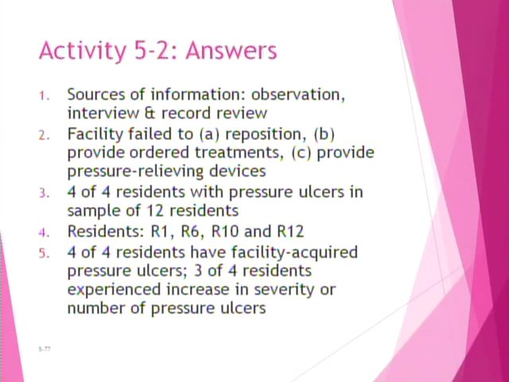What is the extent of the deficient practice, or the number of deficient cases relative to the number of such cases? We had 4 of 4 residents with pressure ulcers in a sample of 12. What sample residents were affected? Resident identifiers 1, 6, 10, and 12. And what are the outcomes? 4 of 4 residents have facility-acquired pressure ulcers. 3 of 4 residents experience increase in severity or number of pressure ulcers.